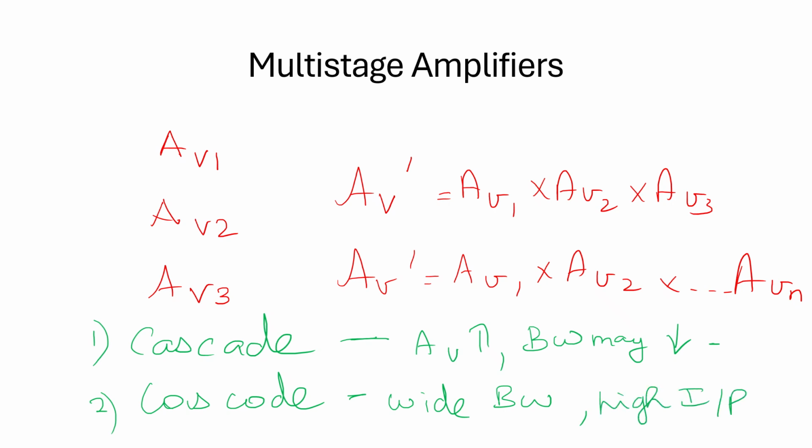High input impedance. Yes, so in cascade connections, we have an increased voltage gain, but the bandwidth may be low. In cascode connection, it has a wide bandwidth and has high input impedance. So we'll discuss the nature of connections of cascade.